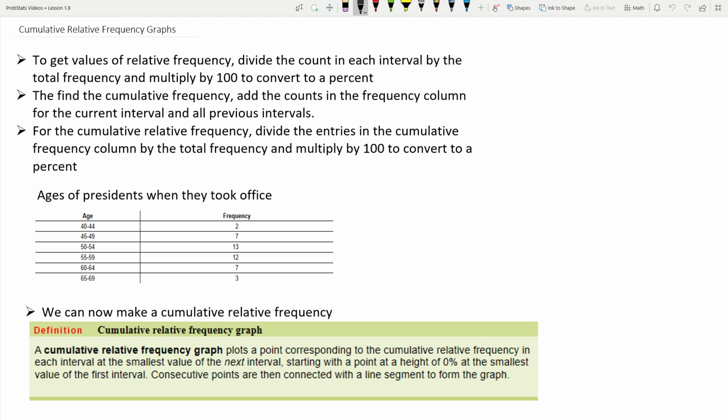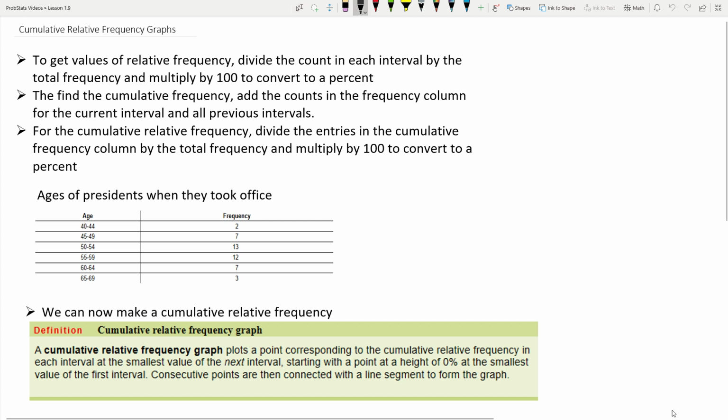To find the cumulative frequency, we add the counts in the frequency column for that interval and all the previous intervals that came before it. To find the cumulative relative frequency, we take the entries in the cumulative frequency and divide that by the total frequency, multiplying by 100 to convert to a percent. Let's show you what I mean for this example with the presidents.